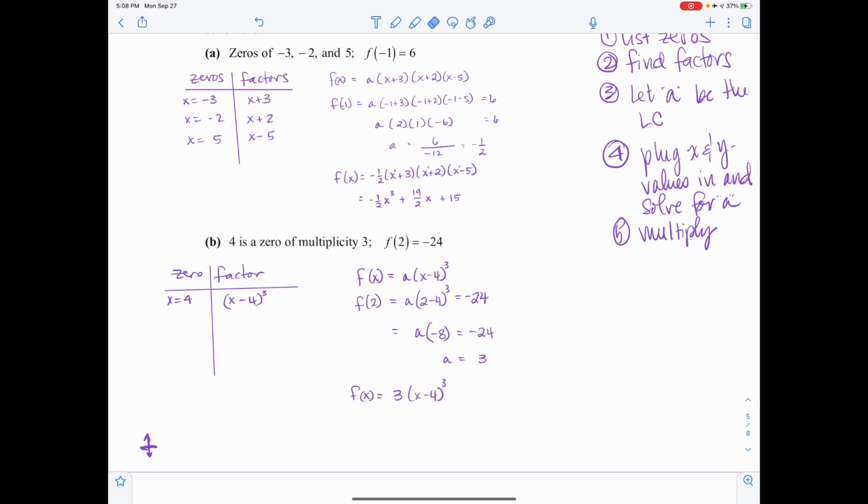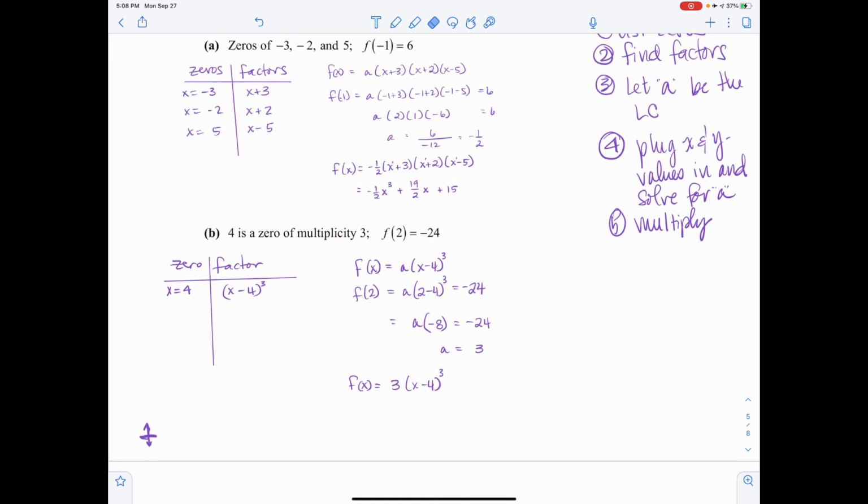So now I can go ahead and write that in factored form. Notice that I did leave it in factored form. I did not multiply this one out. It's easier to leave it in factored form. If my lab allows you to leave it in factored form, then I would do that because it's just simply easier.